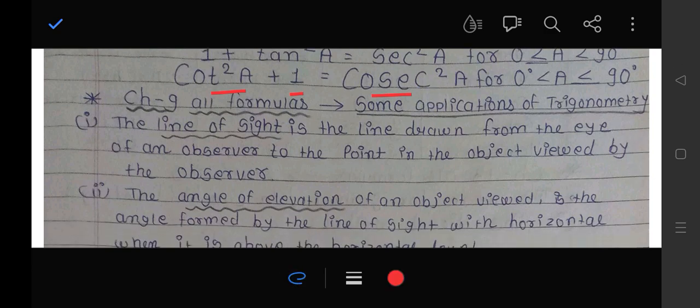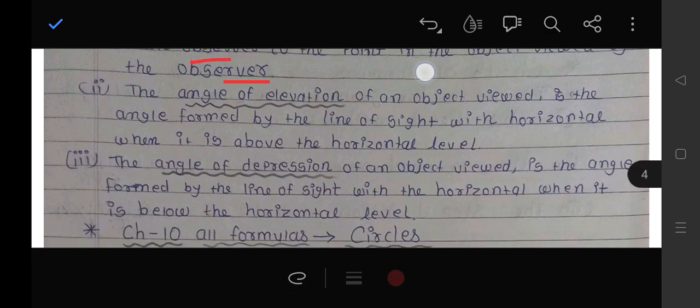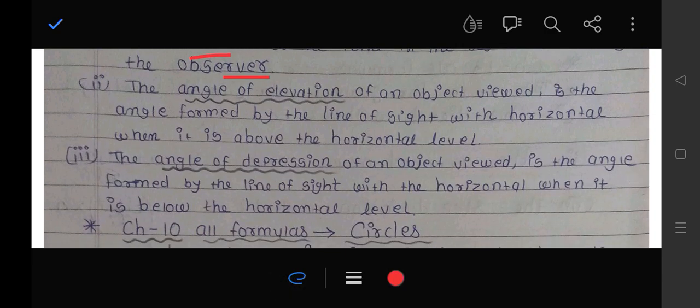Chapter 9, all formulas. The line of sight is the line drawn from the eye of an observer to the point in the object viewed by the observer. The angle of elevation of an object viewed is the angle formed by the line of sight with the horizontal when it is above the horizontal level. The angle of depression of an object viewed is the angle formed by the line of sight with the horizontal when it is below the horizontal level.